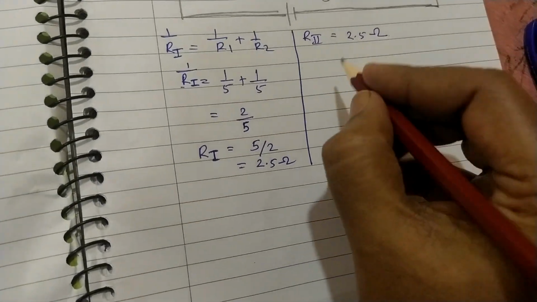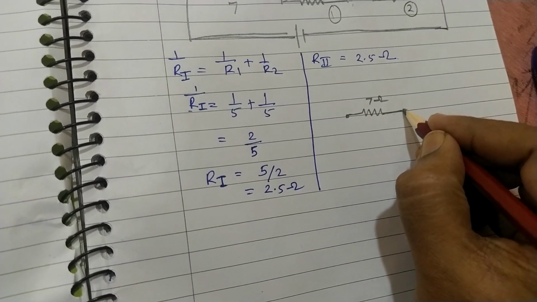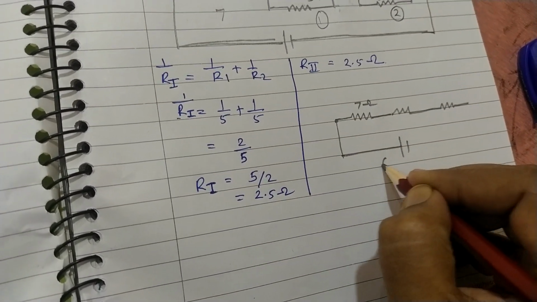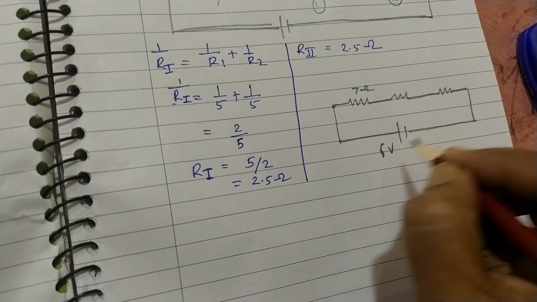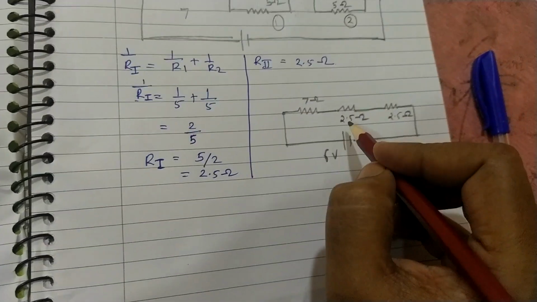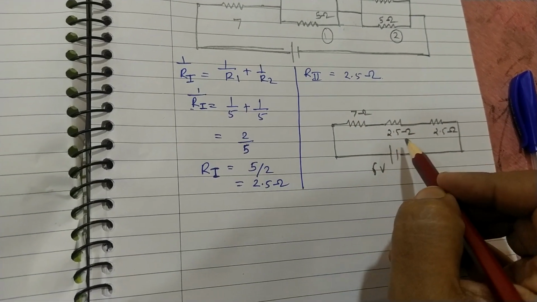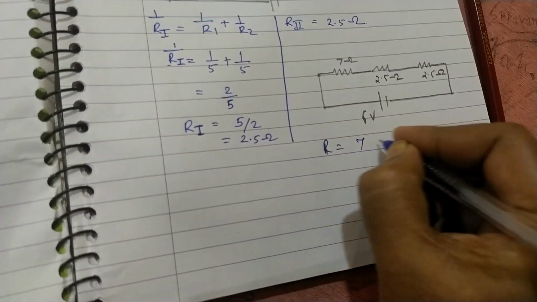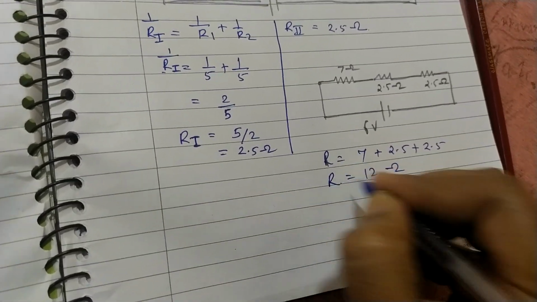Again here, children, our diagram changes. I will draw a simple diagram. This is the 7 ohm resistance, then this will be 2.5. Very simple it will be now. Again this battery of 6 volt, and 2.5 ohm. Now can we consider all these resistances in series? Very simple now. The resultant resistance will be 7 plus 2.5 plus 2.5, 12 ohm R.